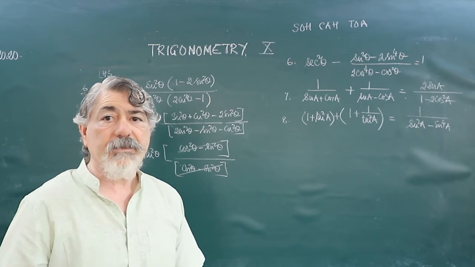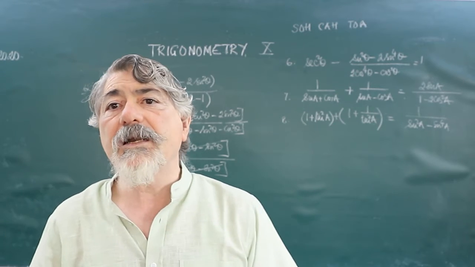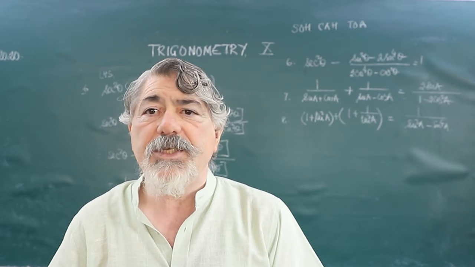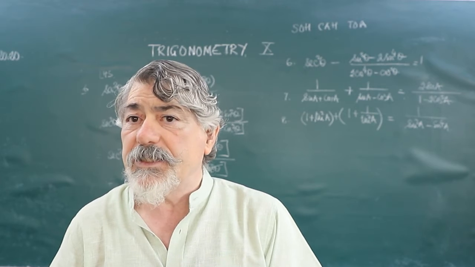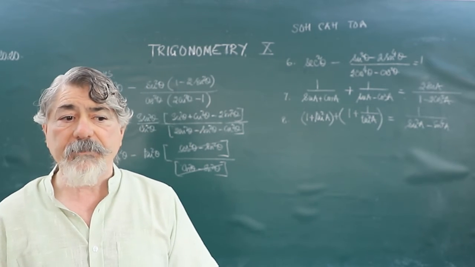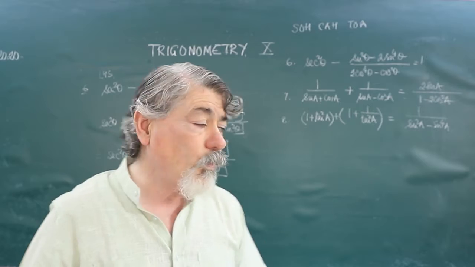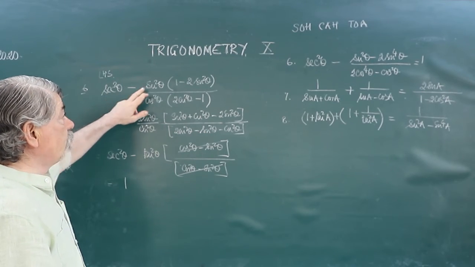It is a fundamental identity. Sin square theta plus cos square theta is 1. Sec square theta minus tan square theta is 1. Cosec square theta minus cot square theta is 1. So we were able to solve it.